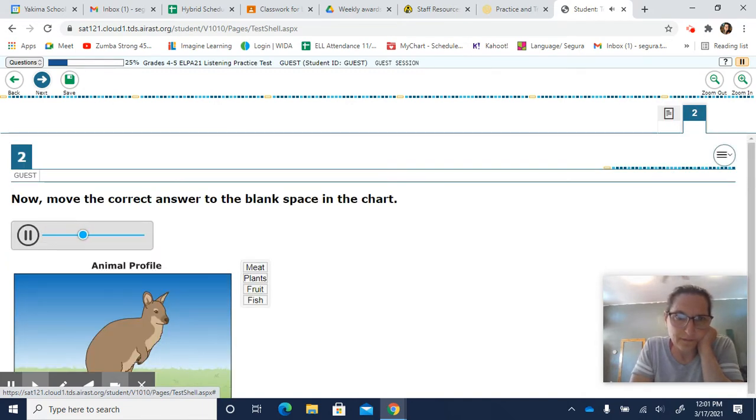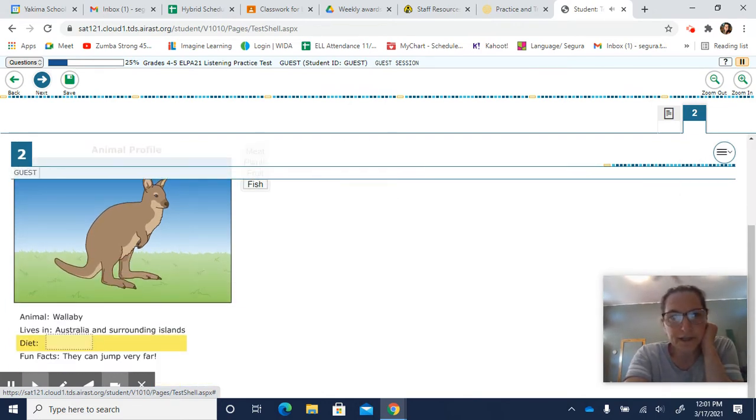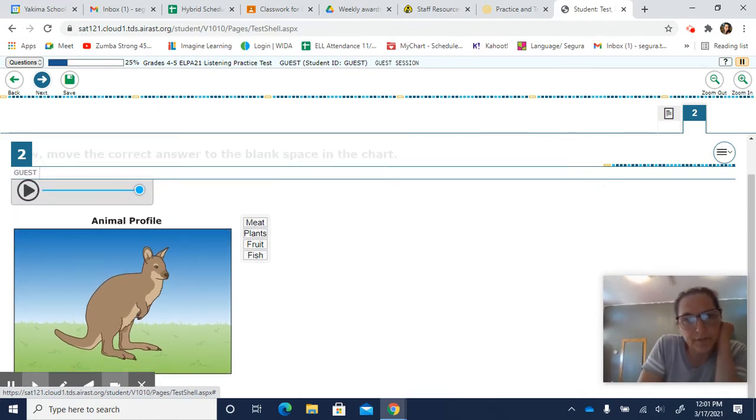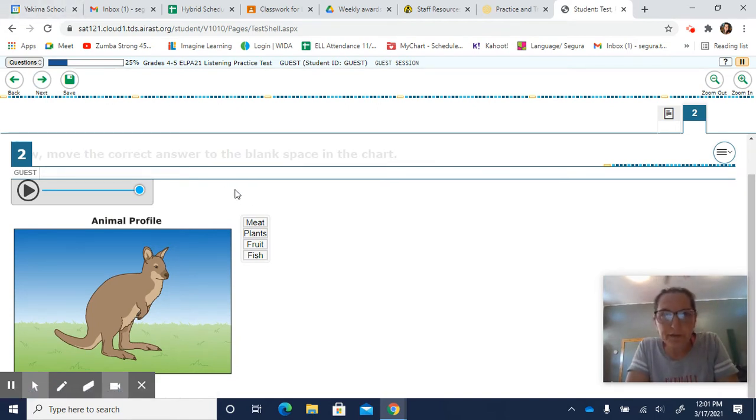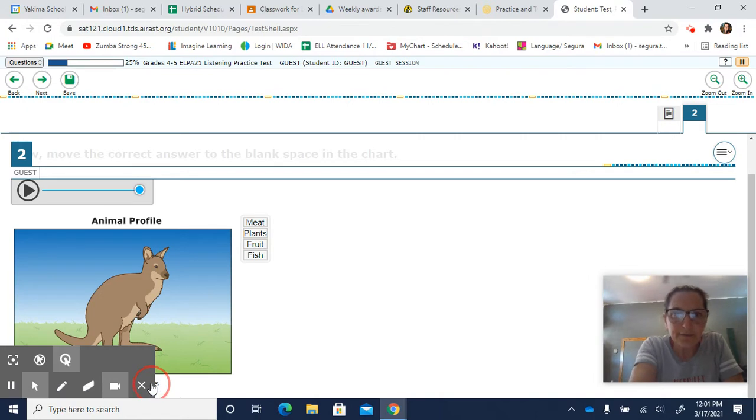Now, move the correct answer to the blank space in the chart. So I have to scroll down to find the chart. So I want to know their diet, and I know it's plants. I'm going to scroll back up. And I'm going to put both fingers on the scroll board, and then as long as one's on there, it should be able to go down.